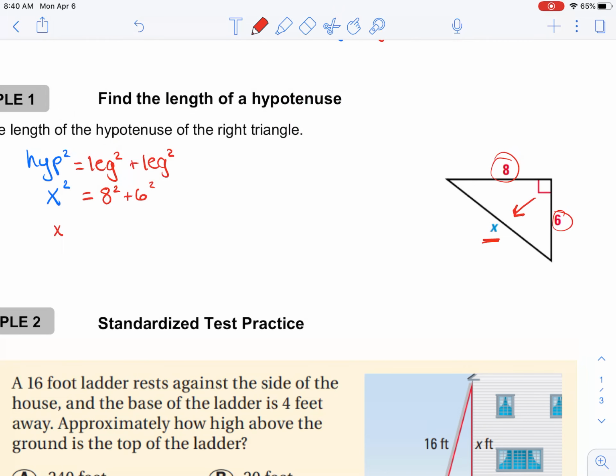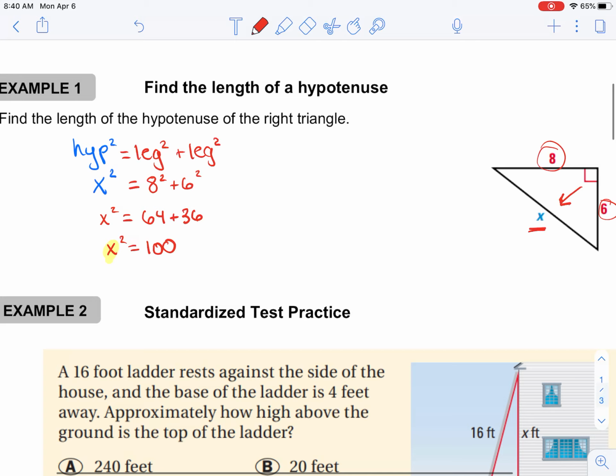So then we'll have x squared equals 64 plus 36. So we have x squared equals 100. You're not done because we want x to be totally by itself. So as a reminder, when we have a square like that, to get rid of this square, we have to take a square root. Those are inverse operations. So we take the square root of both sides. And when you take the square root of x squared, it just leaves you with x. x equals 10. That is our final answer there. So that is our hypotenuse.